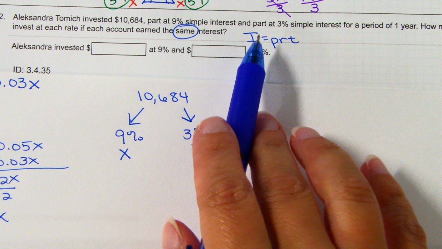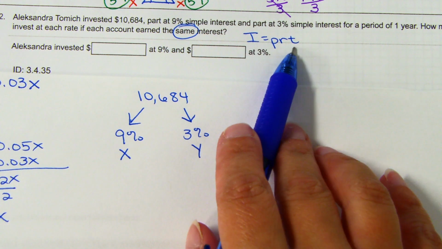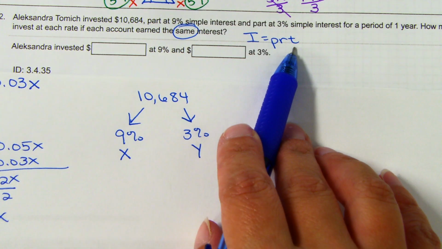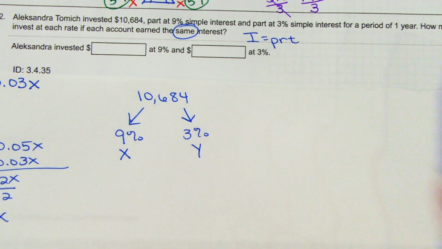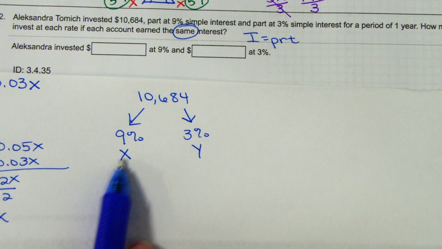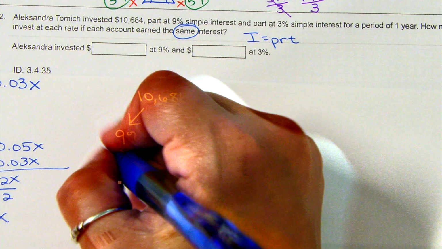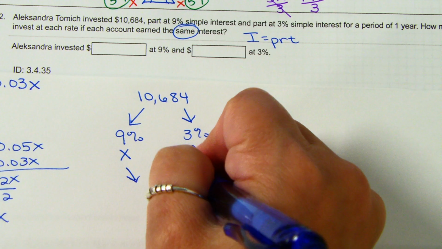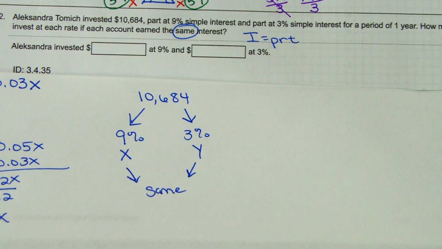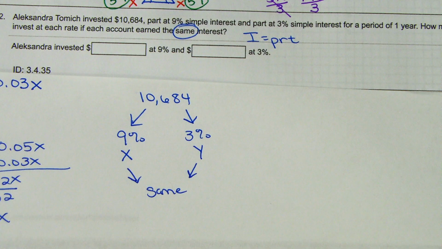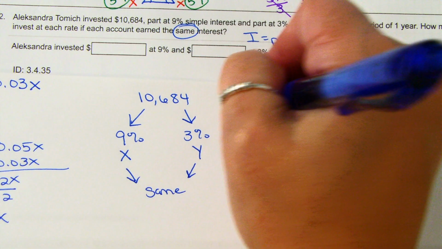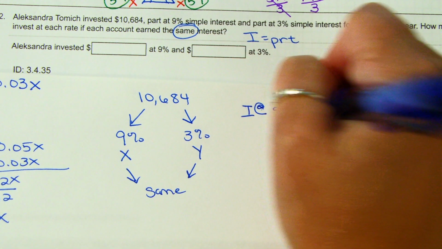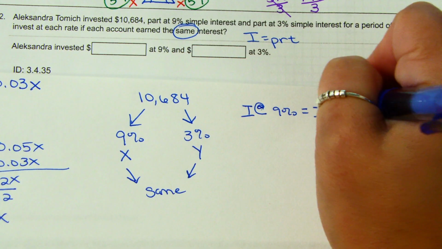I'm going to choose not to use a table because you've seen me do the tables a lot of times, but I am going to make a little diagram to help us understand what's happening with all this information that we are given. So we know that Alexandra invested $10,684, and she split this up between two different accounts. One account paid 9% and one account paid 3%. Now, we don't know how much she invested at either one of those. So I'm going to say she put x amount of dollars at the 9%. She put y amount of dollars at the 3%.